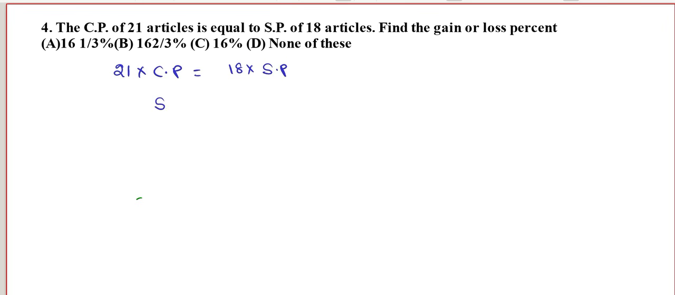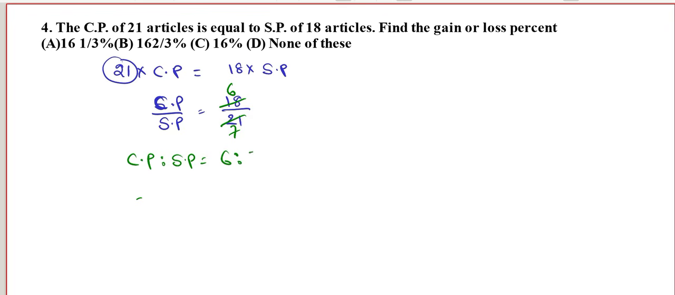Now, from this, if I transpose this selling price to the other side, it becomes a denominator, and transposing this 21 to the other side, it becomes a denominator. So cost price by selling price will be 18 by 21. Both are divisible by 3: 3 sixes are 18, 3 sevens are 21. From this, we get cost price is to selling price equals 6 is to 7. In the ratio terms, the first term represents the cost price. So if I suppose the cost price is 6 rupees, then the selling price would be 7 rupees. Selling price becomes what?